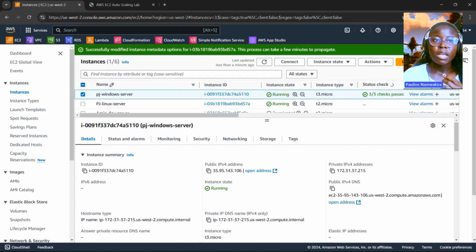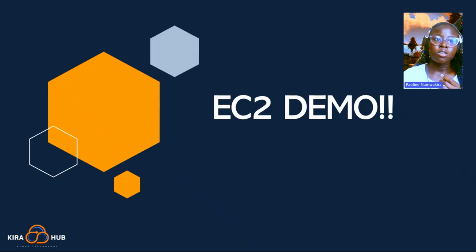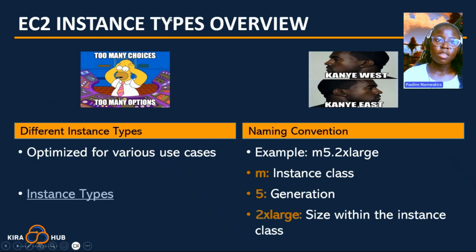Now, let's get into the next section. So the instance types. We have too many choices, too many options. How do you choose an instance type which works for you? And what is the naming convention?